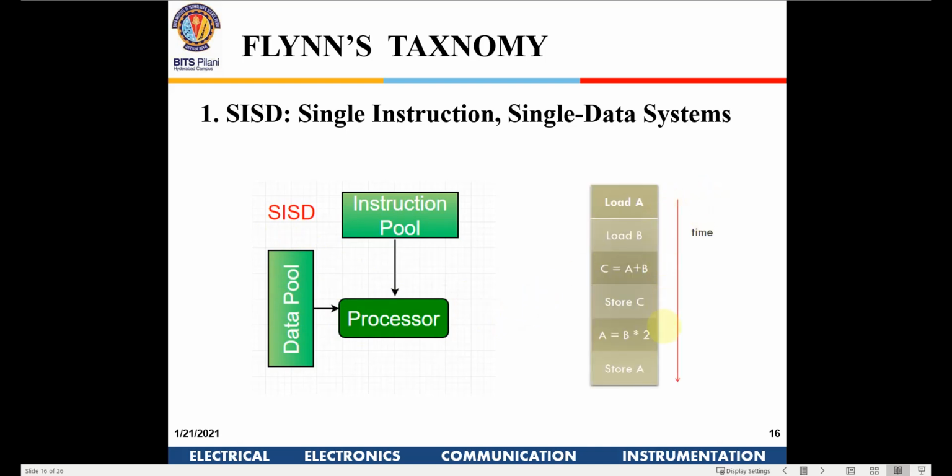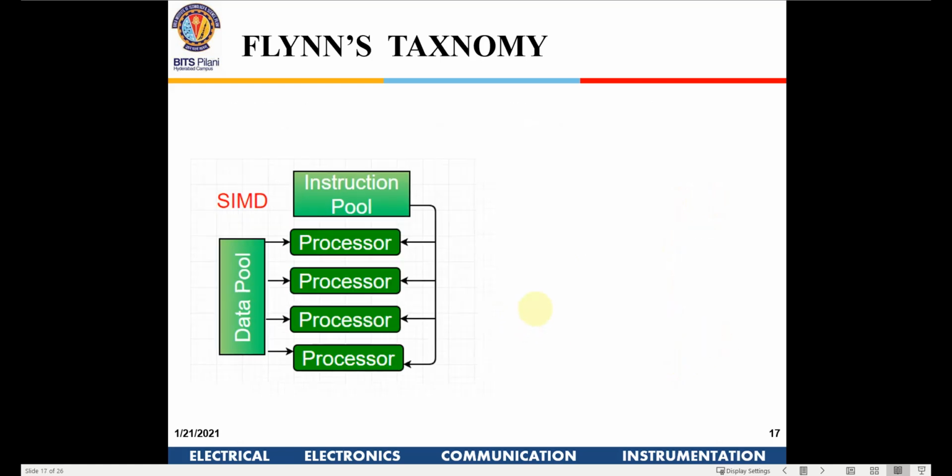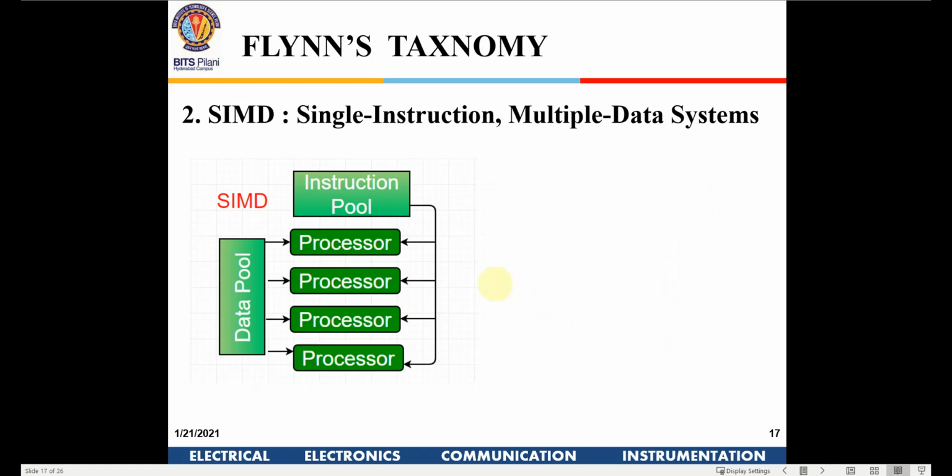Here you see sequentially each instruction is loaded into the PU and computed. The second classification is known as single instruction multiple data systems, in which the instruction pool is single and there are multiple processors doing parallel processing. So the instruction is taken out here, a single instruction, whereas there are multiple data systems.